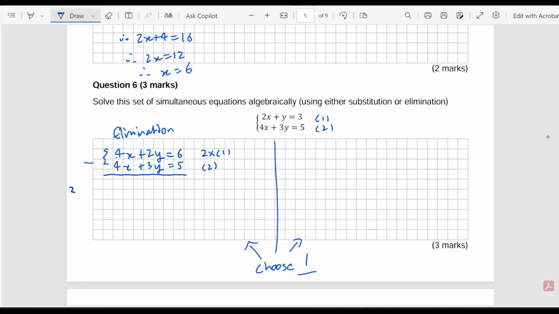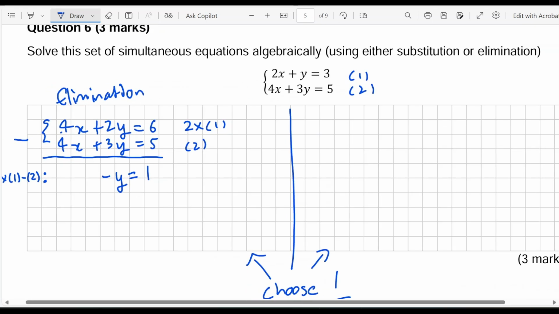So this is going to be 2 lots of 1 take 2. I'm going to get nothing. 2y take 3y is minus y, and 6 take 5 is 1. Then at this point, you can pretty much times the equations both by minus 1, and you get y equals minus 1. Once we've done that, we can sub it into any equation.